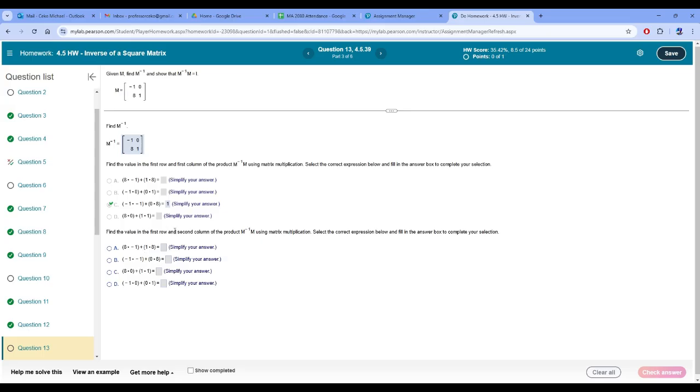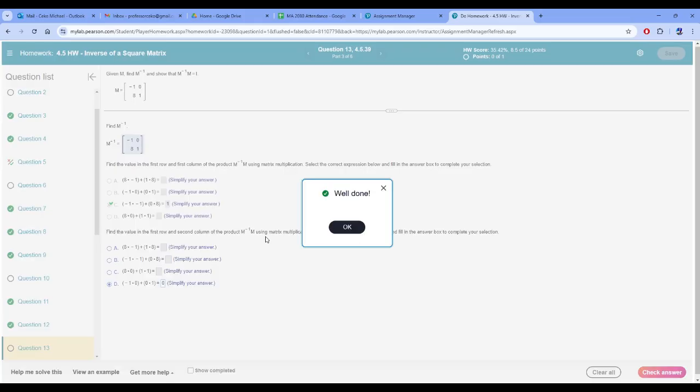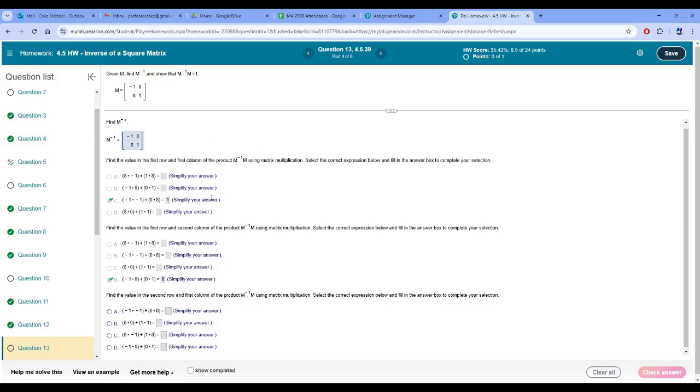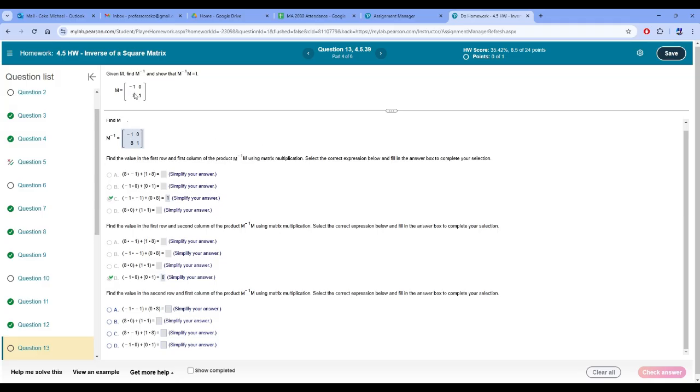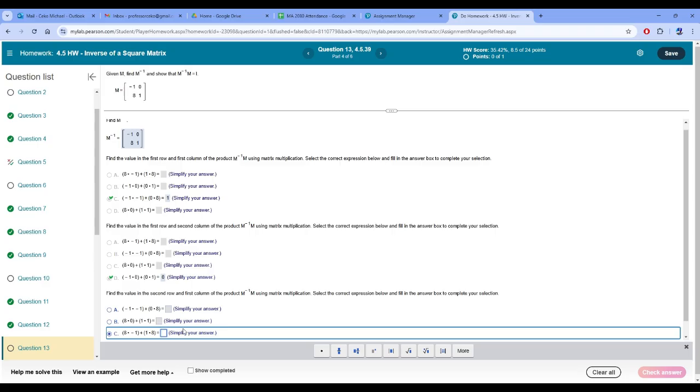Find the value of the first row and second column. So that's going to be row 2, column 2, -1 times 0, and 1 times 1. This guy, which just gives me 0. And you just keep going, and you're going to prove it. You're going to do it all. And then the second one is the second row and the first column. So that's negative 8 times negative 1 plus 1 times 8, which is negative 8 plus 8 is 0.